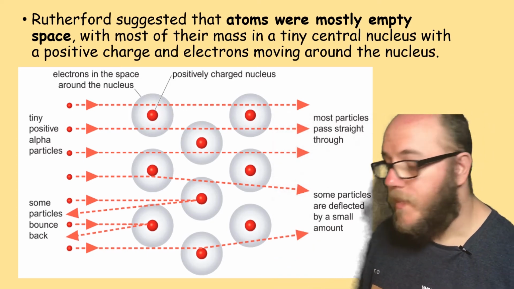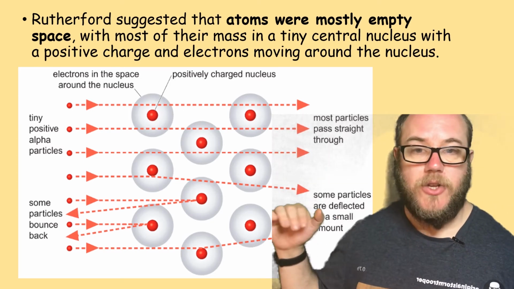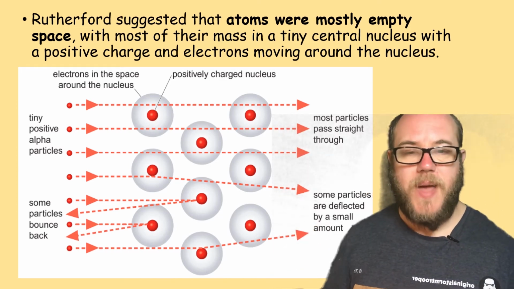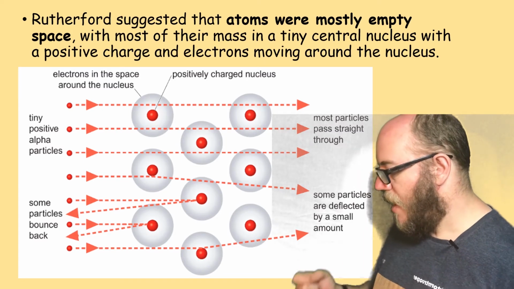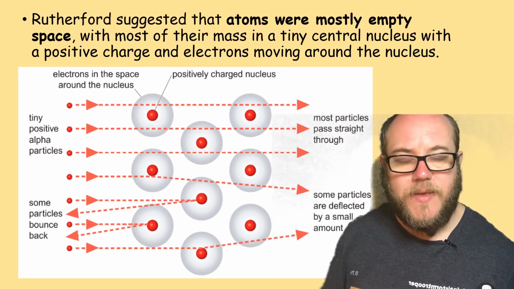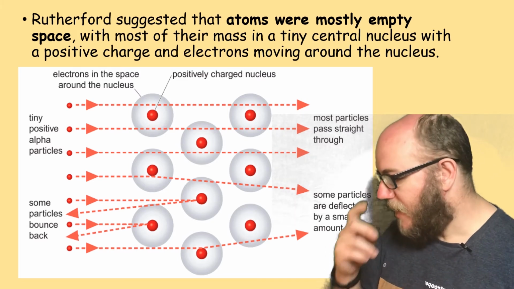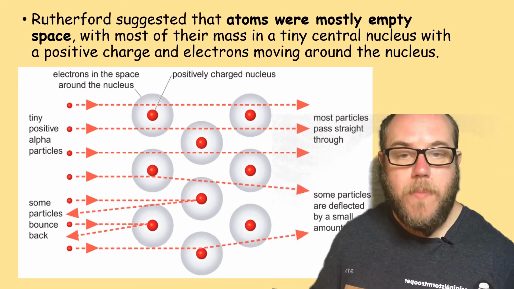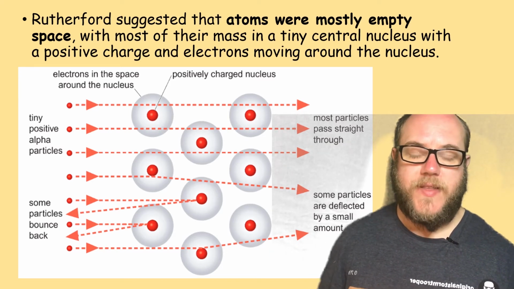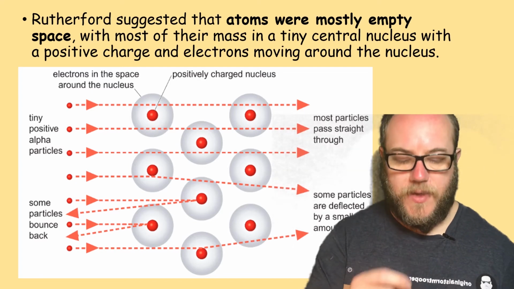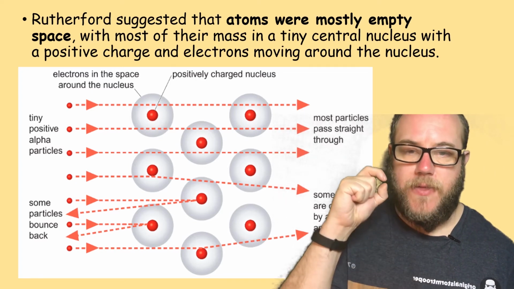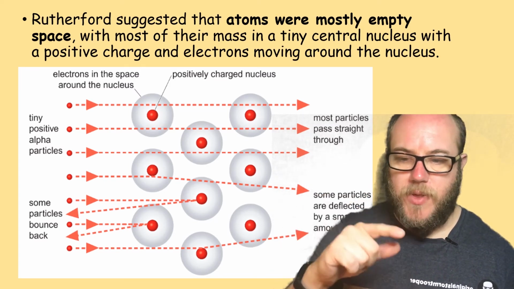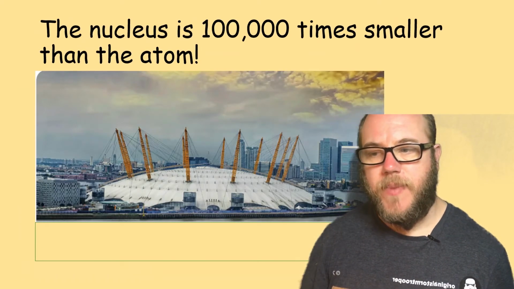Most of them, as you can see, are passing straight through, but very, very few of them are bouncing back again. And a number of them are being deflected, both up or down. And so this leads us to believe that actually the tiny, tiny cores are positively charged. So Rutherford said, aha, I know, there's these very, very tiny positive balls in the middle of the atom, and then outside there's the electrons, but the most of it in the middle is empty space.